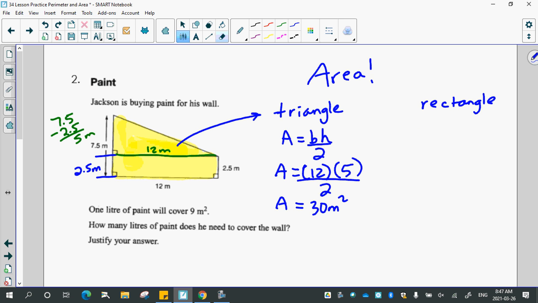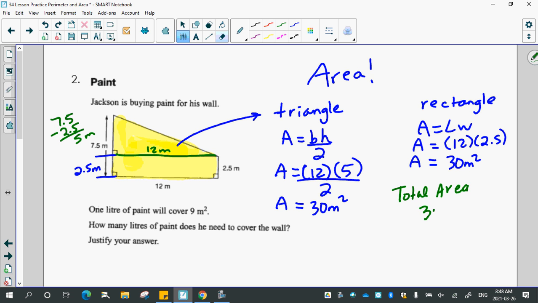I've also got to do the rectangular portion. And that is one we all should know without looking at a formula sheet: length times width for a rectangle. That is 30 square meters as well. So then to get my total area, I'm going to add them. So I know I have to cover an area of 60 square meters with paint.